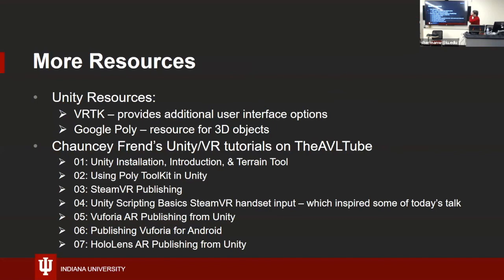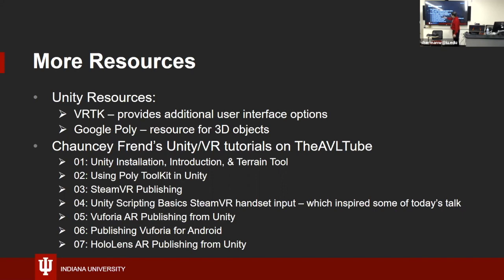As I said, there are plenty more resources. On the Unity side, there's a virtual reality toolkit, which has a lot more user interface things like sliders and rotational user interfaces. So that does a lot of that kind of fancy stuff. It also did some of the teleport stuff, which is now built into Unity, so that part of it is now redundant. Chauncey earlier in the semester talked about Google Poly and how to interface that. And he also has a video on that.